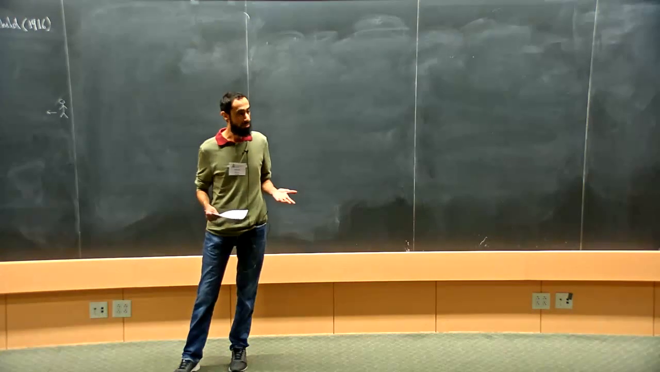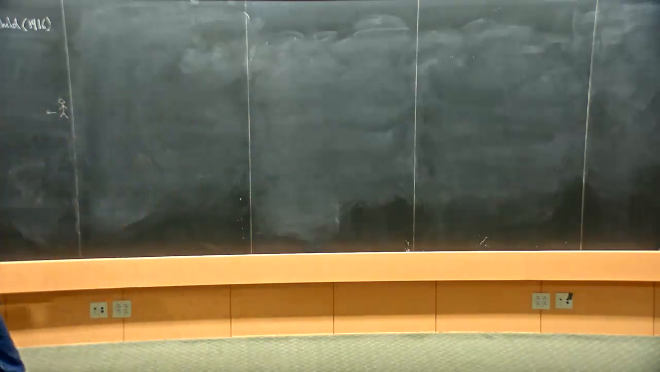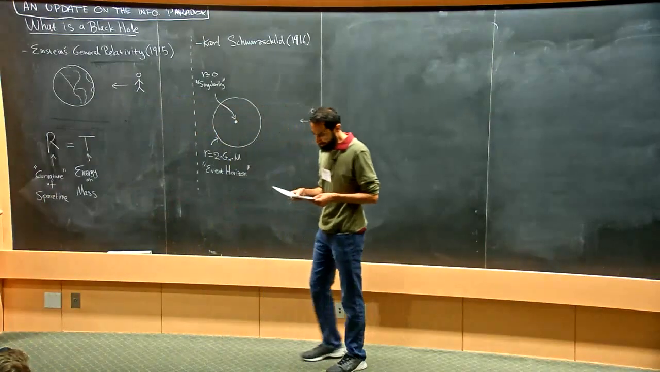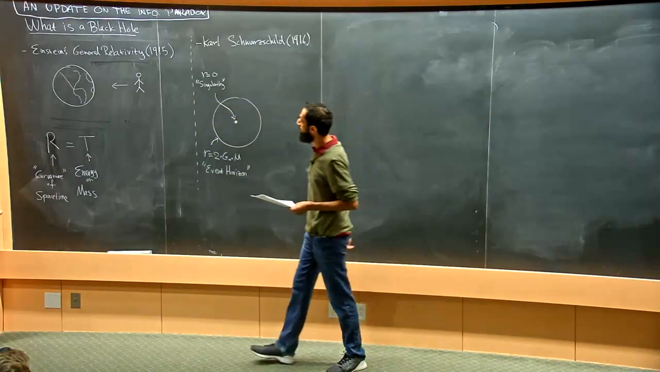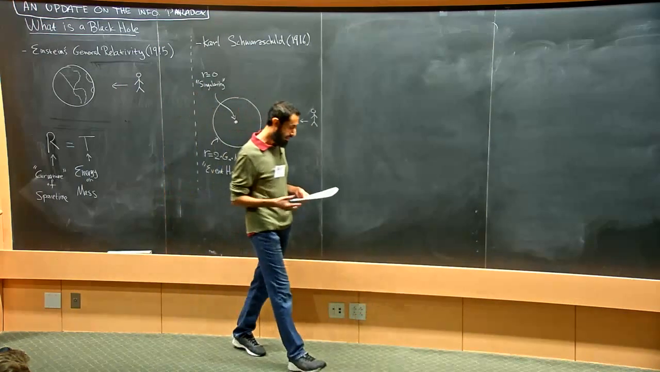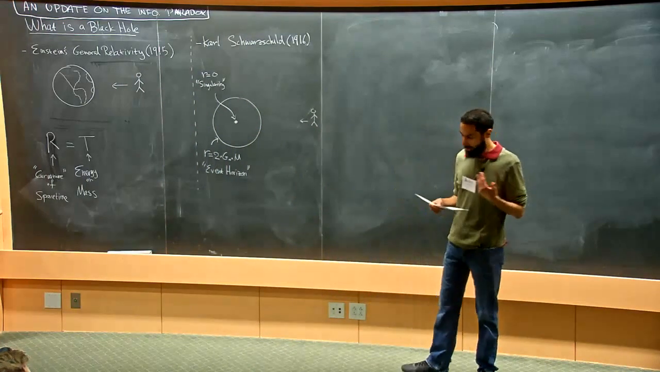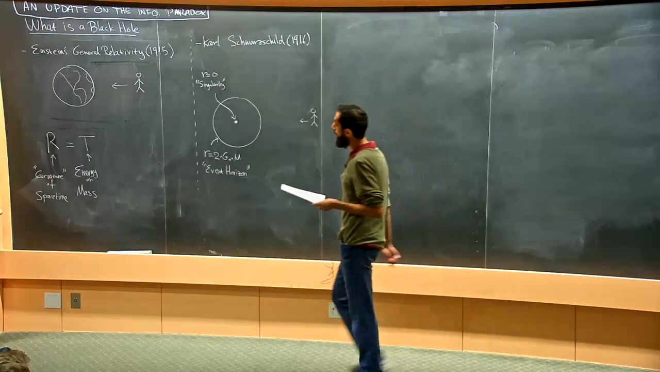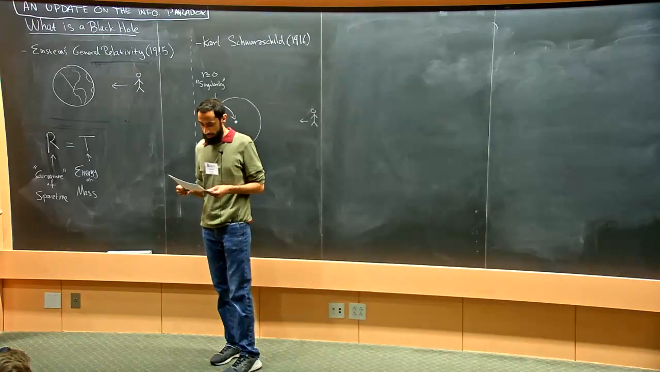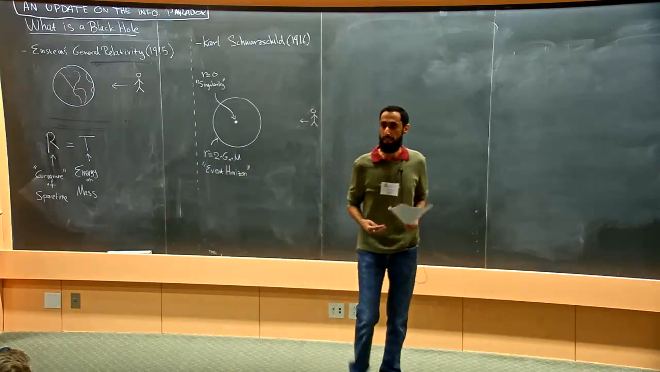To do this, I have to explain what a black hole is. To explain what a black hole is, I need to introduce Einstein's theory of general relativity. Okay? So around 1915, Einstein was trying to understand what gravity is. And what he was led to was that gravity is, in some sense, the curvature of space-time.